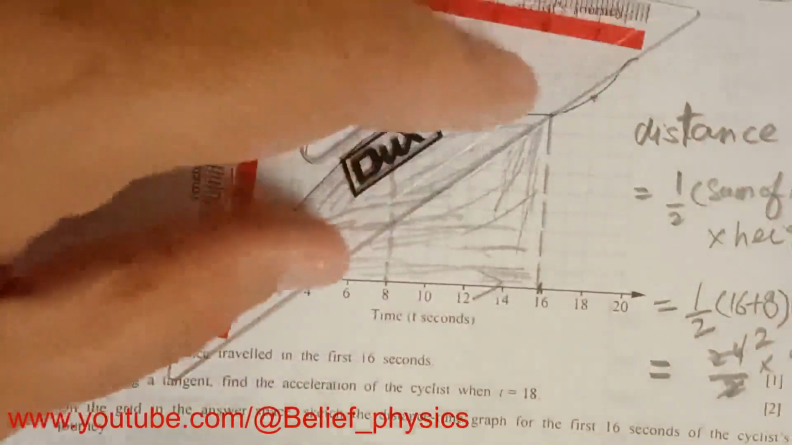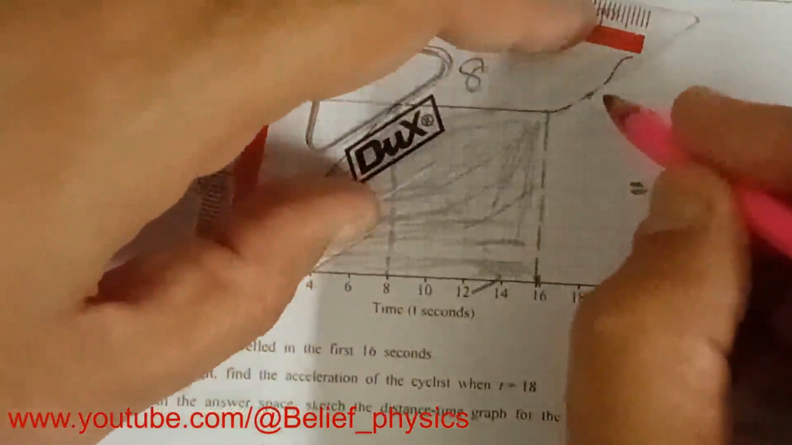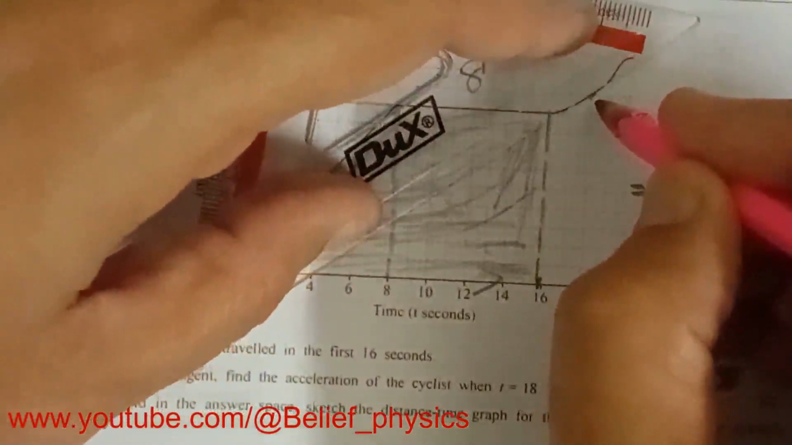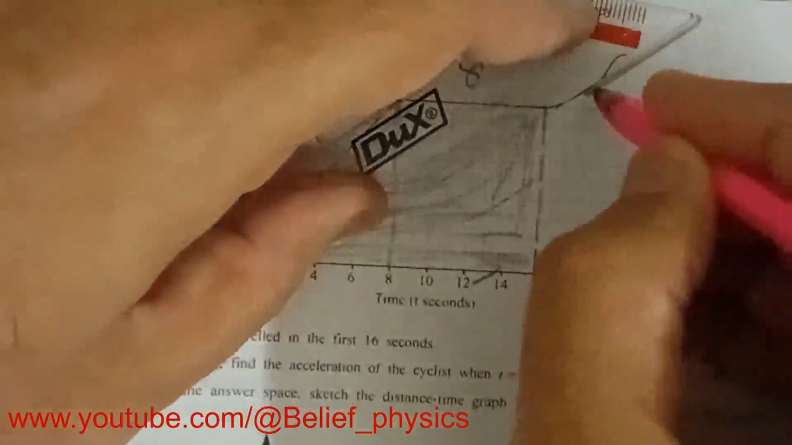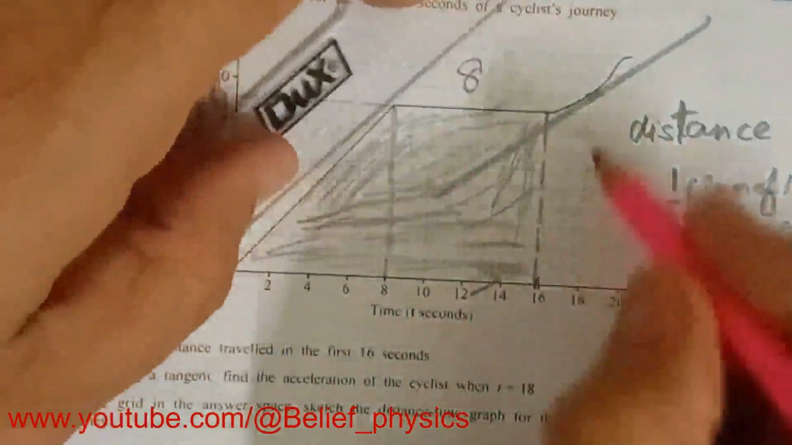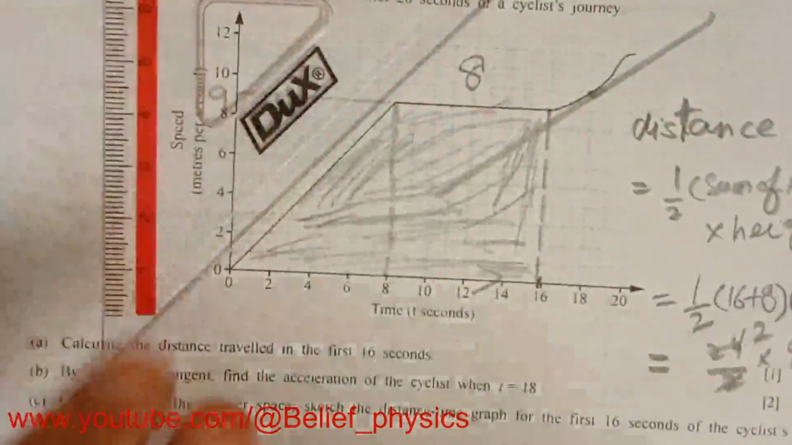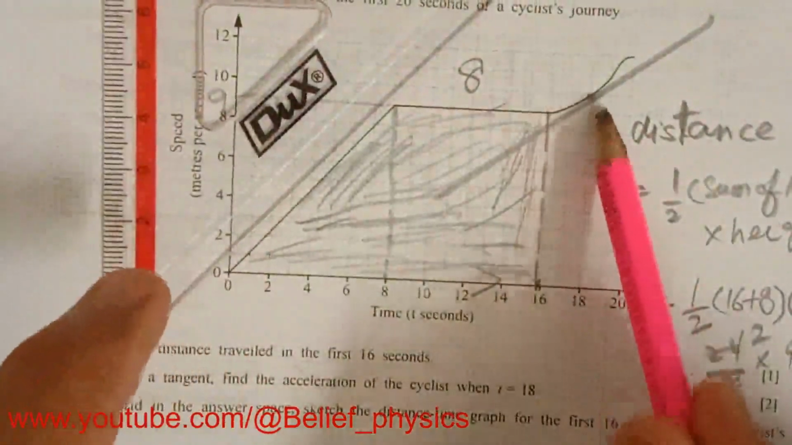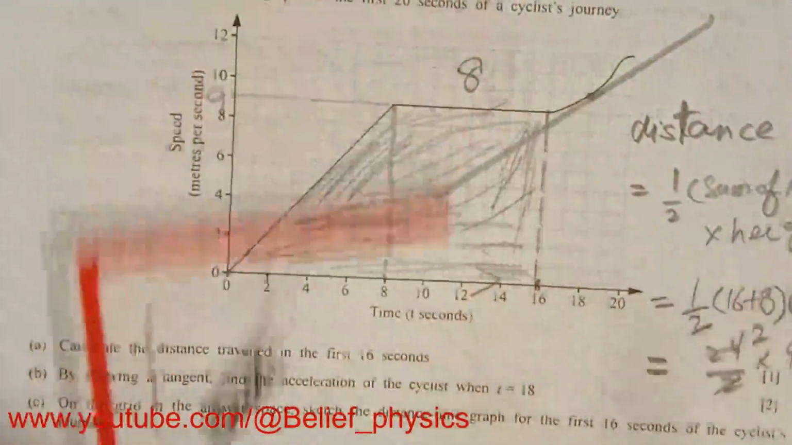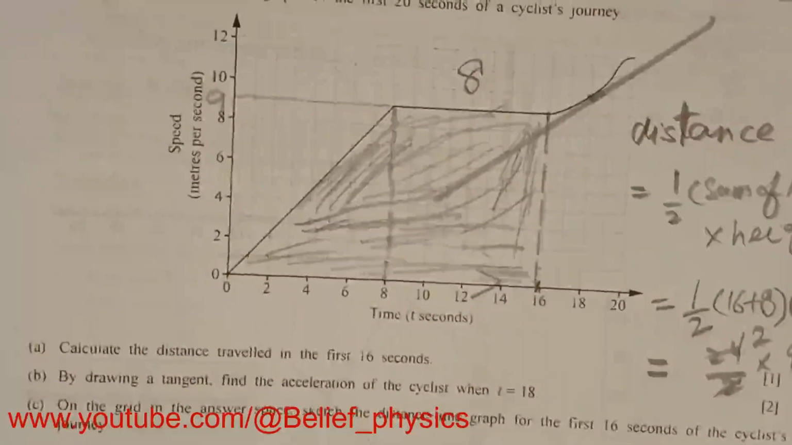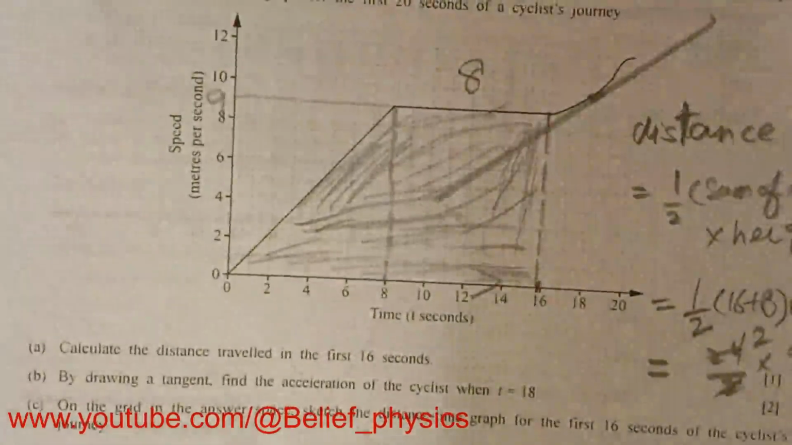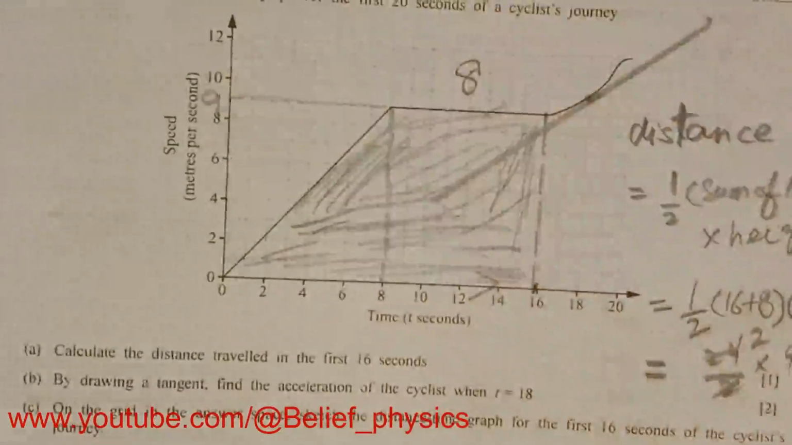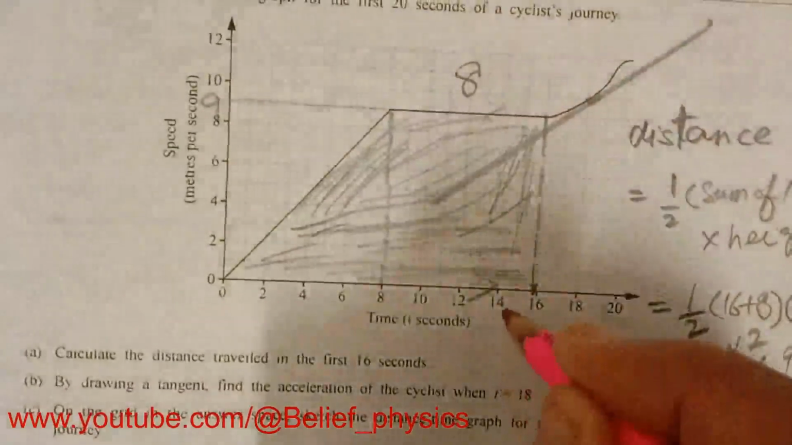I draw a tangent here. This is the tangent on that point. The pencil should be sharp on this point. It should meet at 18 only. I take 2 points on this line and find the gradient. I take some points. Look here.